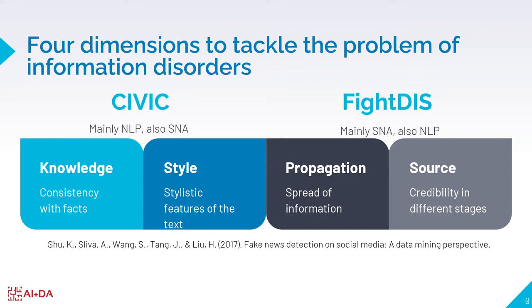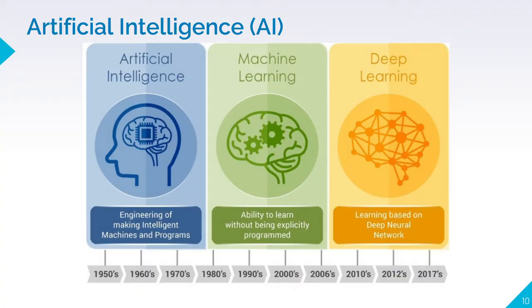I will present later briefly a couple of our current projects. Both projects are undergoing; they started like one month ago. The first one is based on natural language processing, and the second one is mainly based on social network analysis, and both projects try to handle the whole problem of detecting and preventing the propagation of misinformation.